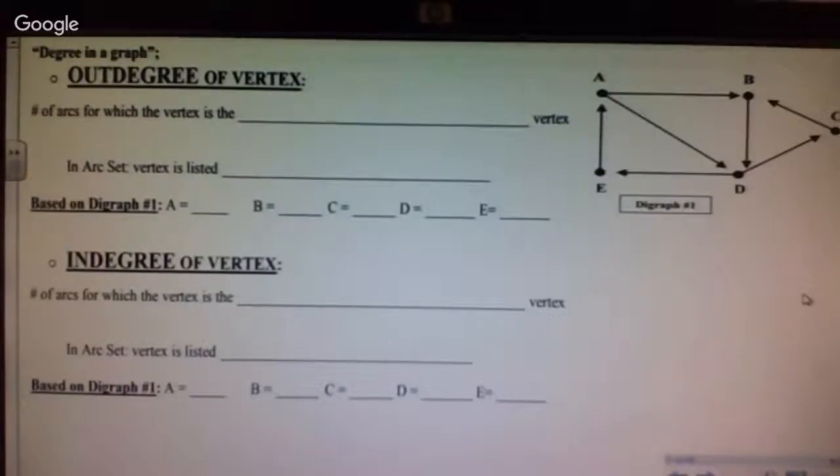Okay, so degree. We now have 2 different types. We have an out degree and we have an in degree. In other words, the number of arcs for which the vertex is the starting vertex is my out degree. If I list it as an arc set, which we already talked about, your letters should be listed first. So they want to know, if you look at your graph, how many lines are pointing out from A? 2. I've got this line pointing out and this line pointing out. I have 2.